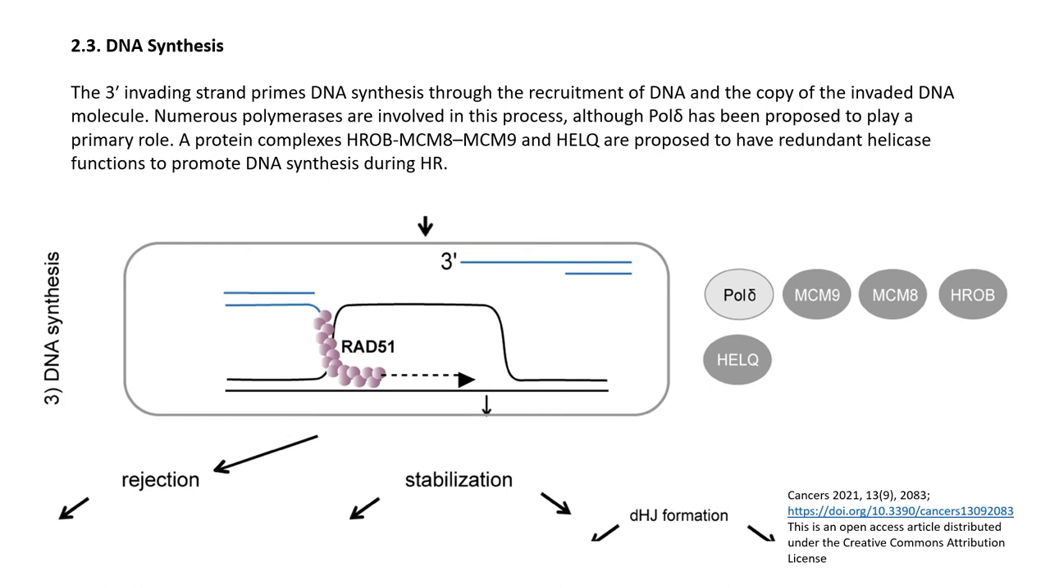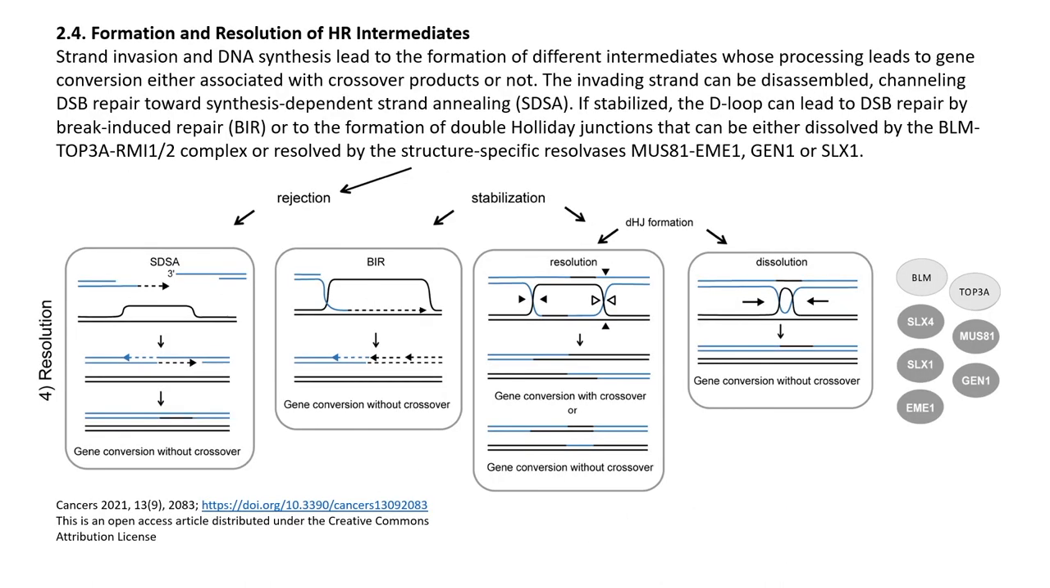The DNA 3 prime invading strand will act like a primer. So, it will prime DNA synthesis through the recruitment of DNA polymerase and the copy of the invaded DNA molecule. Numerous polymerases are involved in this process, although delta polymerase has been proposed to play a primary role. A protein complex HROB, MCM8, MCM9 and HelQ are proposed to have redundant helicase functions to promote DNA synthesis during this homologous recombination. Once the DNA synthesis is completed, the formation and resolution of the HR intermediates will have to take place.